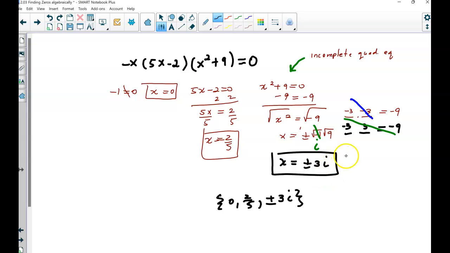I apologize that you are encountering the i now. You weren't supposed to, but for some reason my restriction to only real answers didn't work. You won't see the i's on the test yet, but when we get to Unit 5, we'll be dealing a lot with imaginary numbers.